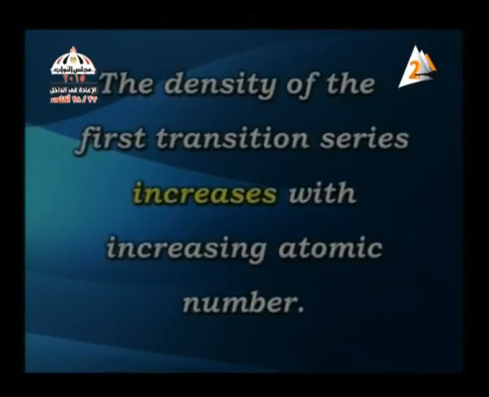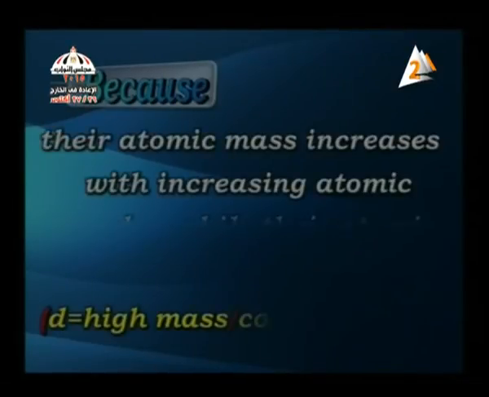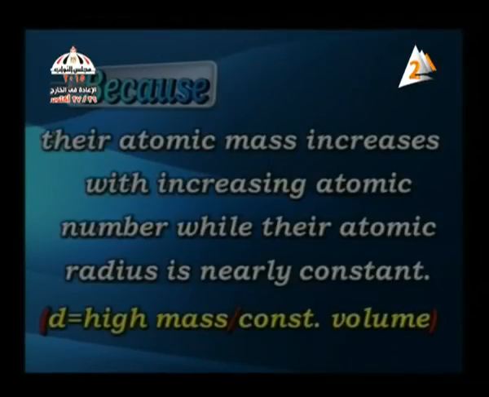Next point, the density of the first transition series increases with increasing atomic number. The reason for that is their atomic mass increases with increasing atomic number, while their atomic radius is nearly constant, as density equals high mass over constant volume.